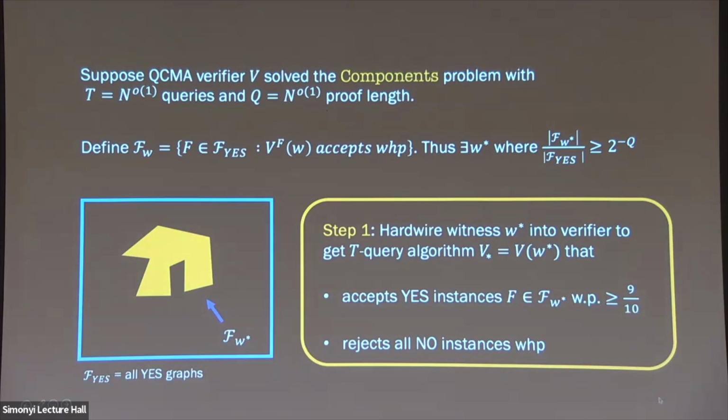And so the first thing we're going to do is take that largest witness, W star, and just hard code it into our verifier. So what do we have? We have some algorithm V star. It makes a number of queries, but it no longer receives a proof because I've just hard coded the proof. And this V star is going to say yes on this yellow region of yes instances and reject all no instances. So I've gotten rid of the proof and I've now just reduced this to a query problem.